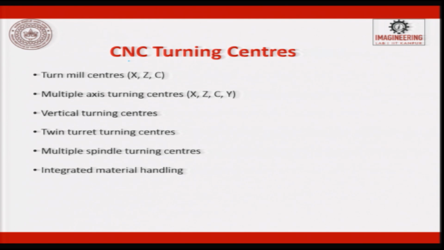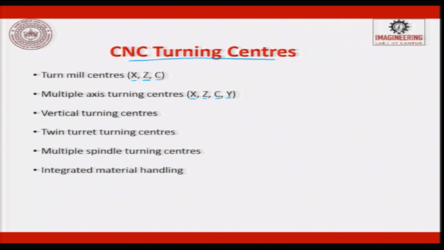So, when we talk about CNC turning centers, you can have turn mill centers. This is what I was trying to tell you in the beginning. Today, there is a combination of milling and turning together. So, it is called turno milling centers or turn mill centers. You can have multiple axis turning centers. Generally we will have only 2 axes, X and Z. Now, you can have C, you can have X, Z, C and Y.